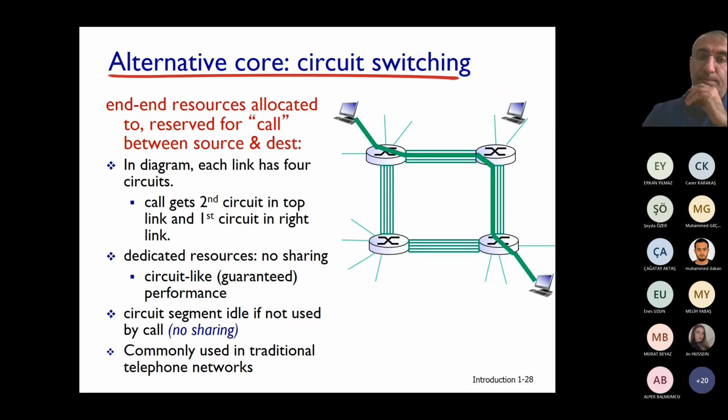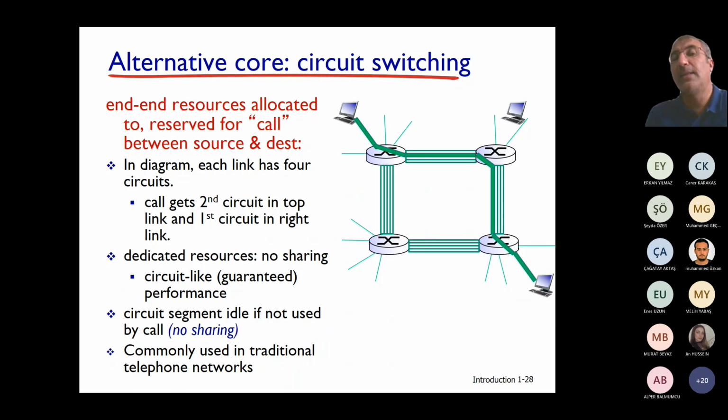Okay, that was about the packet switching mechanism. Let's talk about the alternative core structure, which is called circuit switching. This is one of the old-fashioned switching techniques that we used in the telephone line in the past. And currently some people are still using this switching technique.